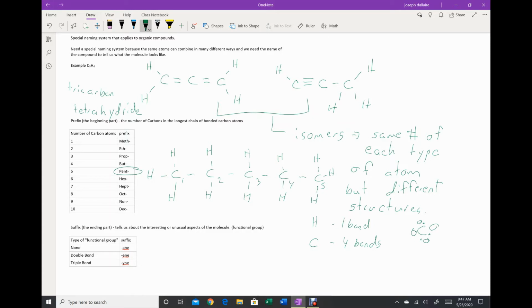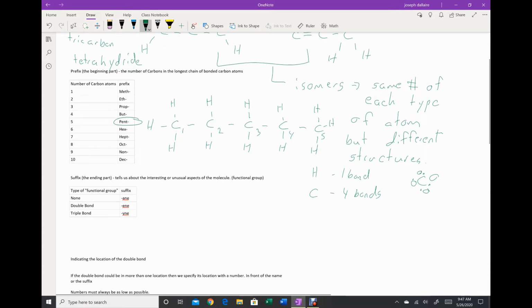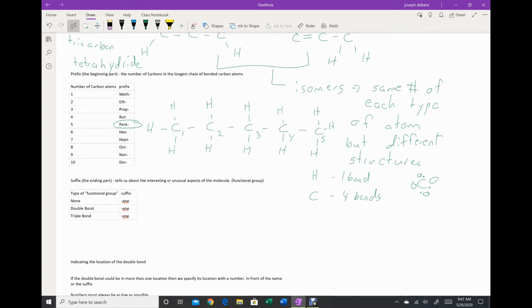The secondary thing that we're going to do is we're going to choose an ending. Our endings always depend on our functional group. That's like if there's anything interesting or different happening in the molecule besides a simple carbon chain. So the simplest option here is that nothing interesting is happening in the molecule. Here you see we have all single bonds. We don't have any oxygens. We don't have anything funny going on at all. And when that's the case, we use the suffix ane. So this compound would be pentane, the simplest five carbon chain that you can have.